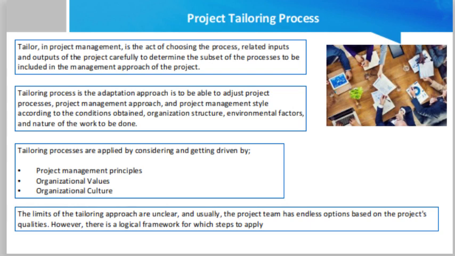tailoring guidelines are provided. These guidelines define the conditions and the types of changes that should be made to a standard process. In a sense, they define a set of permitted deviations to the standard process in the hope that the optimal process can be defined for a project.